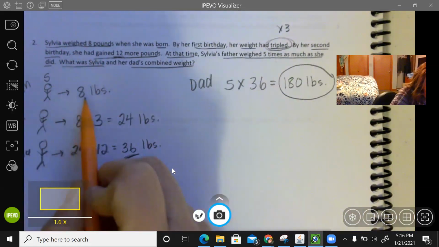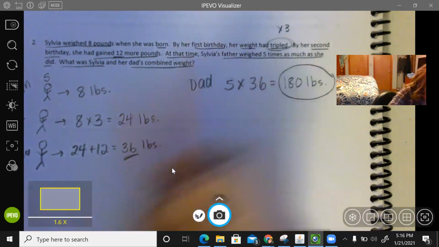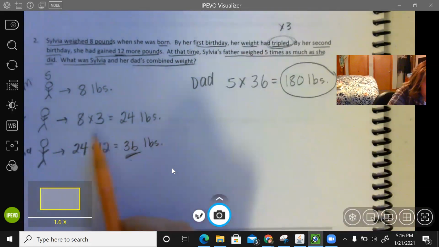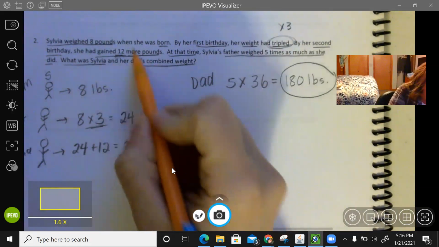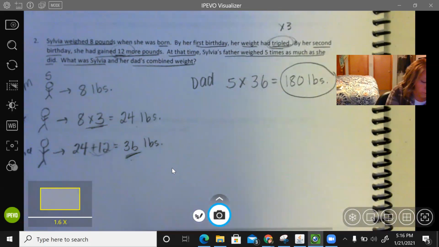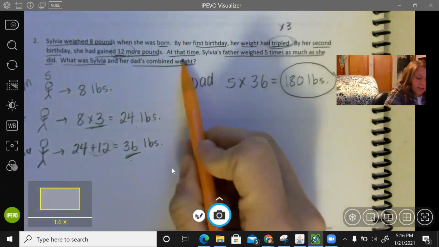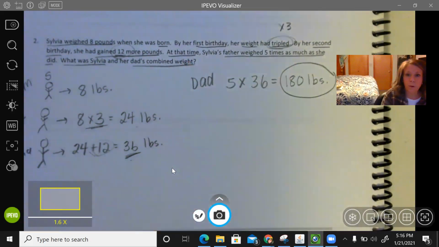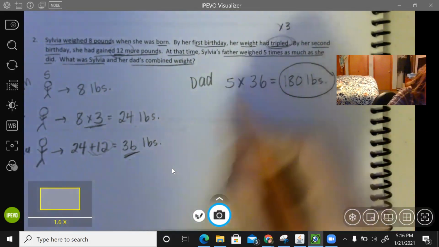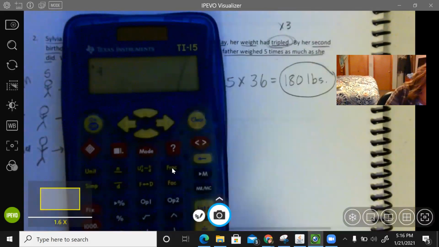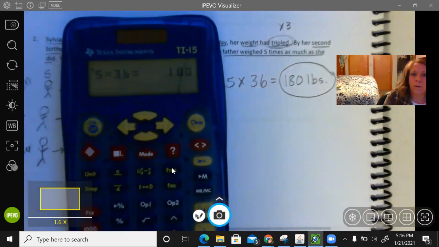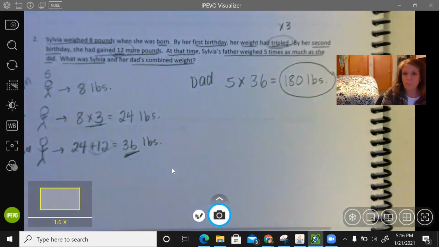8 pounds at birth. First birthday, her weight tripled. So I multiplied by 3, got 24 pounds. Second birthday, she gained 12. So I added 12. And I checked on my calculator and got 36 pounds. So at that time, so we're still referring to her second birthday, her father weighed 5 times as much. 5 times, and I took her weight at 2 years old. Check that one more time on my calculator. Make sure I press all the buttons correctly. 180 pounds.